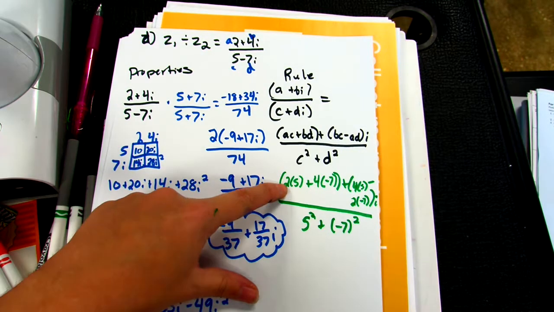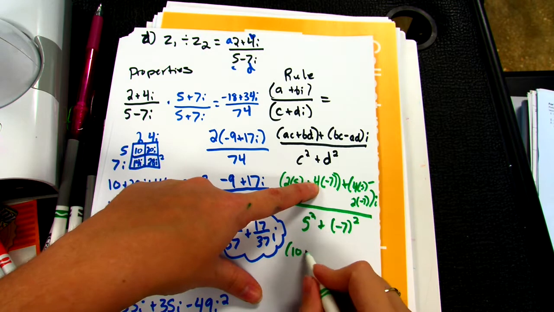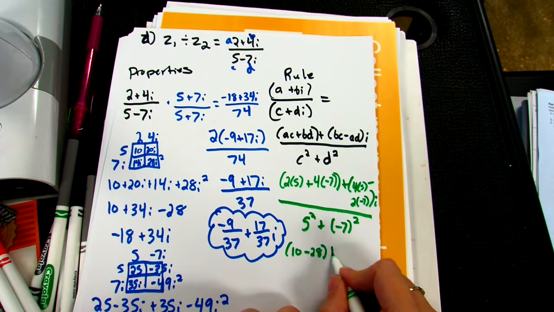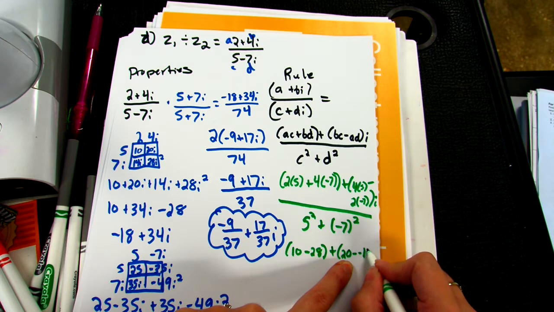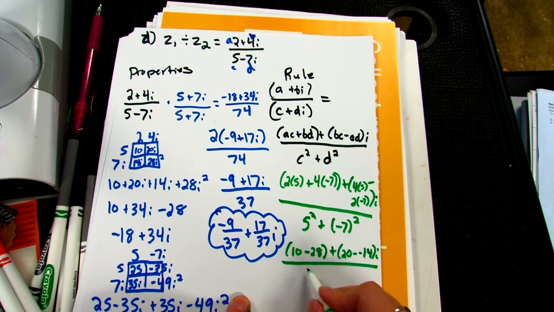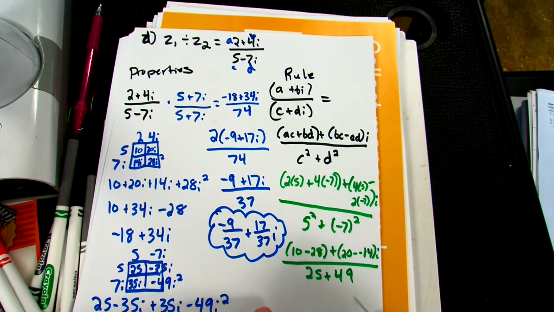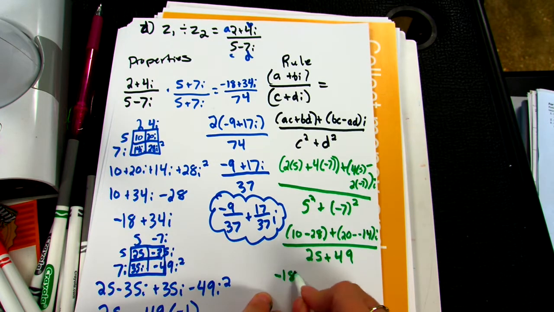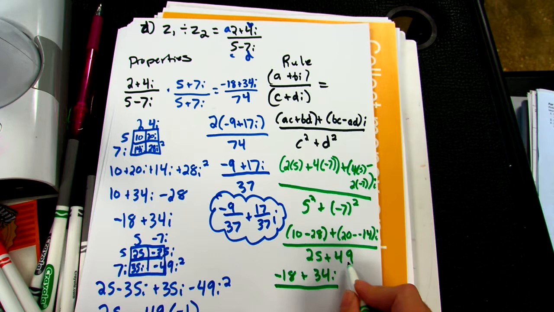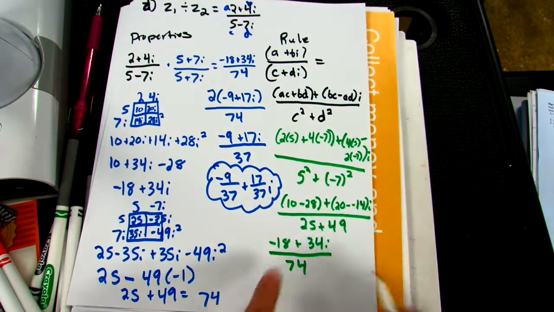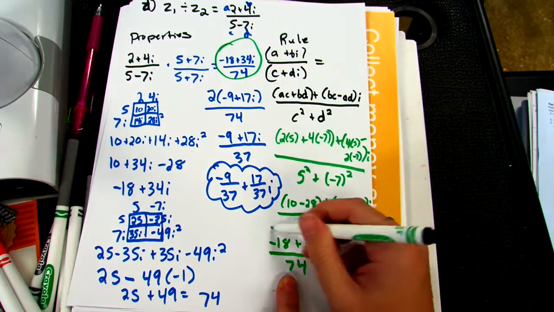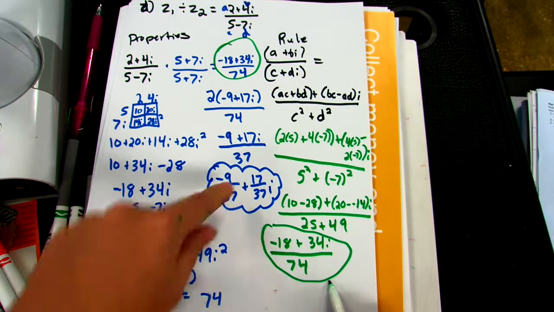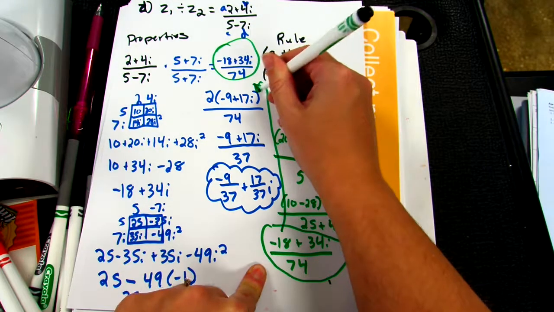All right, so 2 times 5 is 10. 4 times negative 7 is negative 28. Plus 4 times 5 is 20 minus negative 14i, all over 25 plus 49. Okay, so 10 minus 28 is negative 18, plus 20 minus negative 14 is going to come to 34i, all over 74. Okay, if you notice, this right here is the same thing that we had up here. Okay, so once I've done this, now the last step would be to do this piece right here, and we would get the same answer.